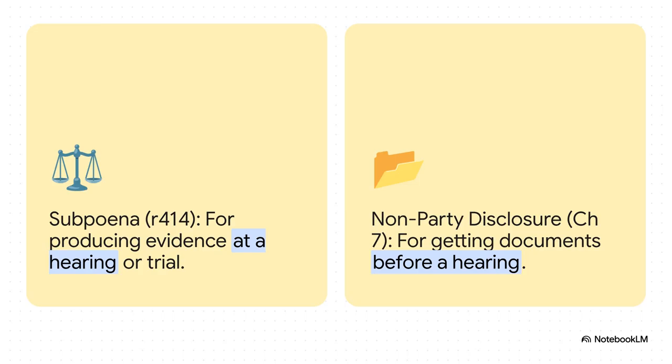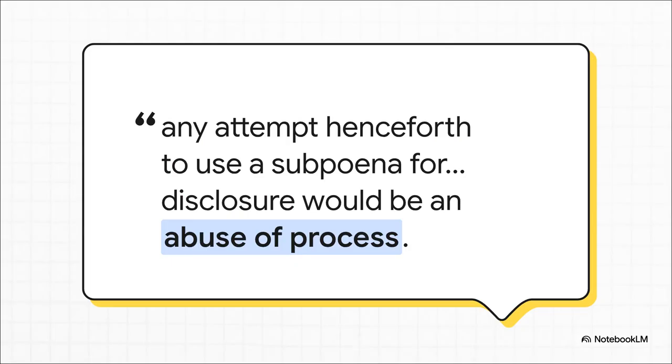For getting documents before a trial, you have to use a different process, non-party disclosure, which you'll find in Chapter 7, Part 2. You simply cannot use a Rule 414 subpoena as a shortcut to get around the non-party disclosure rules. And here it is. This is the quote from Latent Contractors you need to burn into your memory.